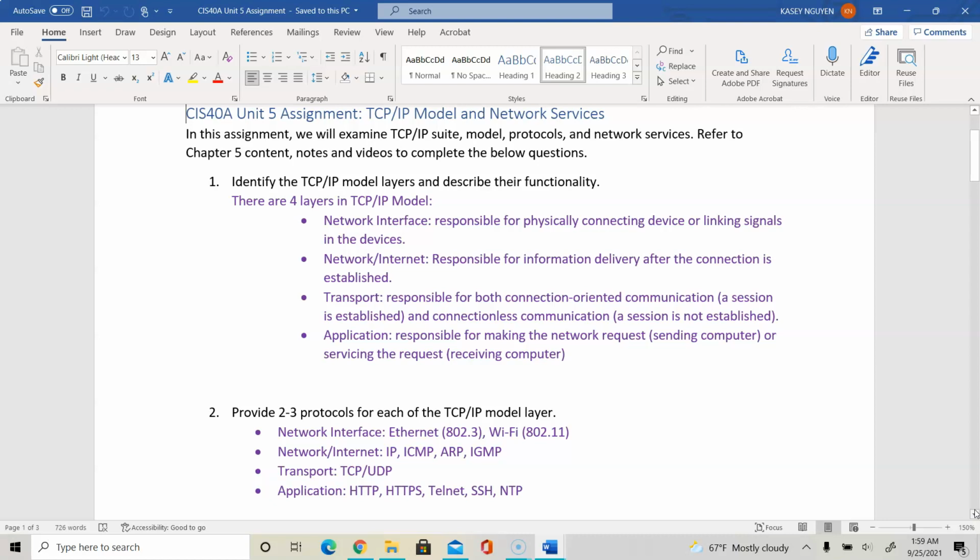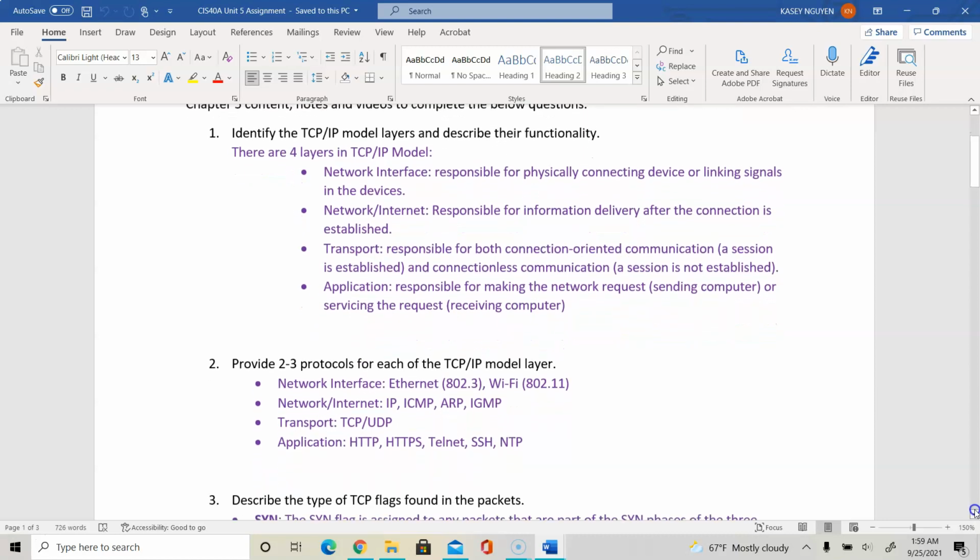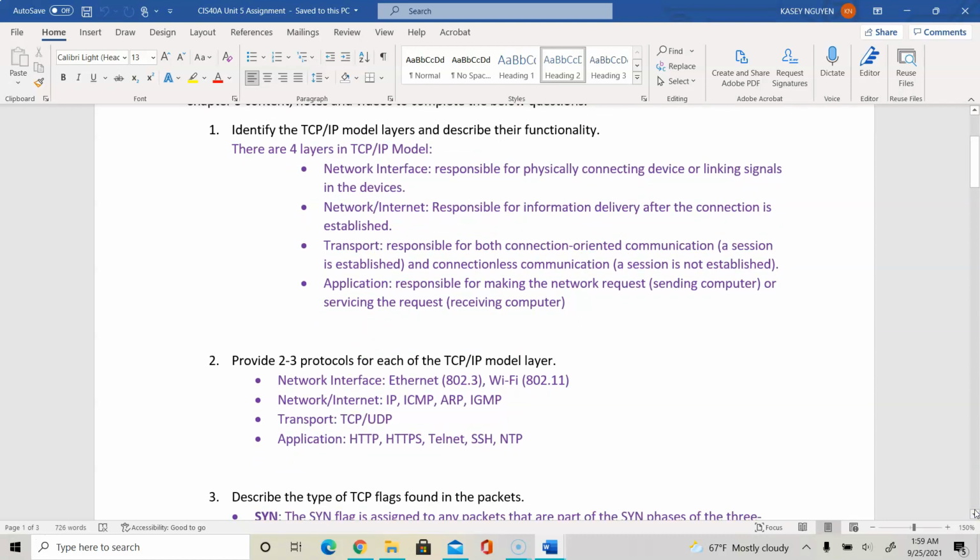Now you can expand further to identify 2 to 3 protocols for each TCP/IP model layer for number 2. In the first layer, network interface, Ethernet happens here, using standard 802.3. You might also use a wireless adapter, which uses Wi-Fi 802.11 in subcategories of the classification. This is where the signal is transmitted, and it could be through cable or through the air.